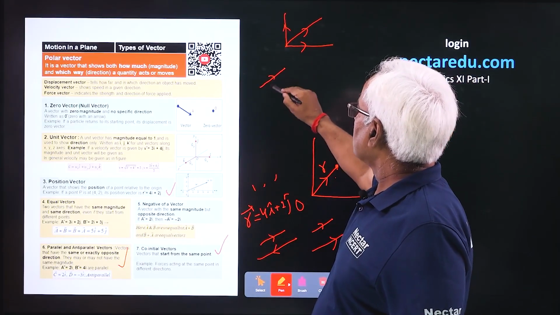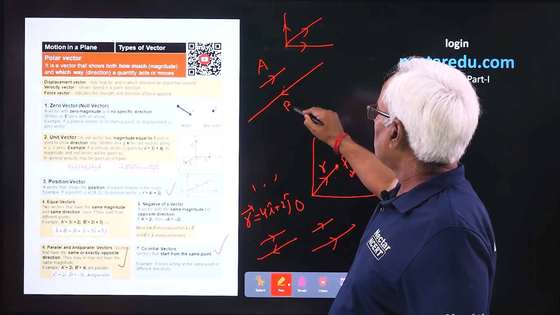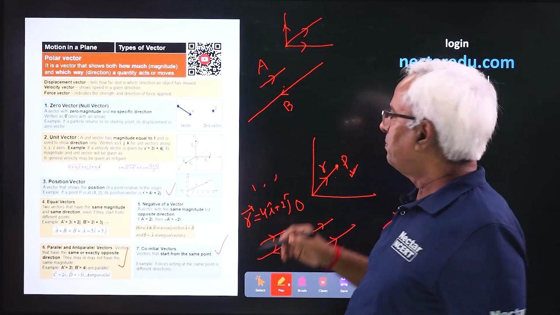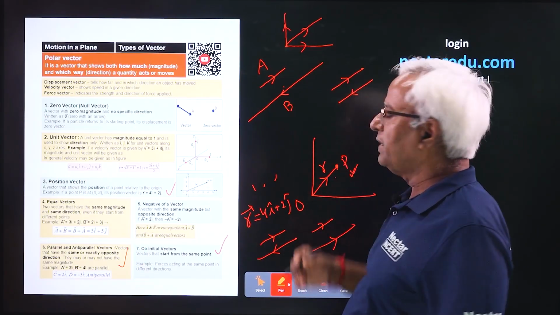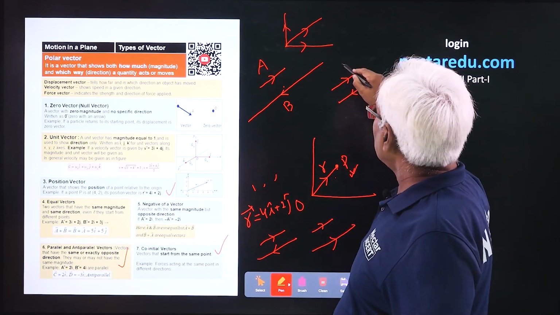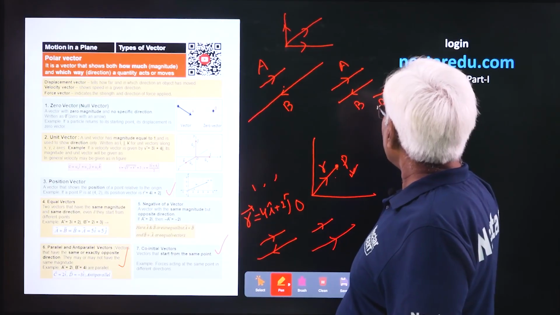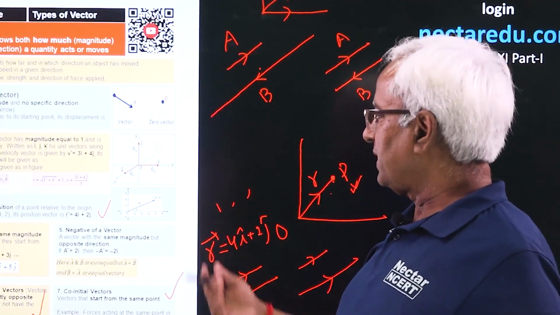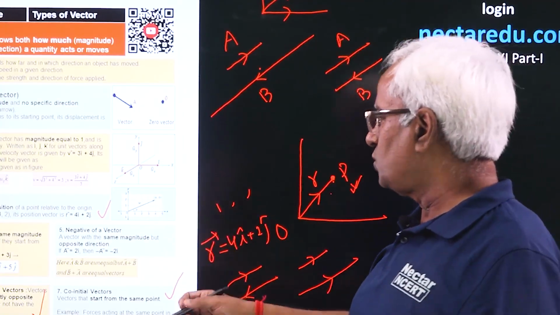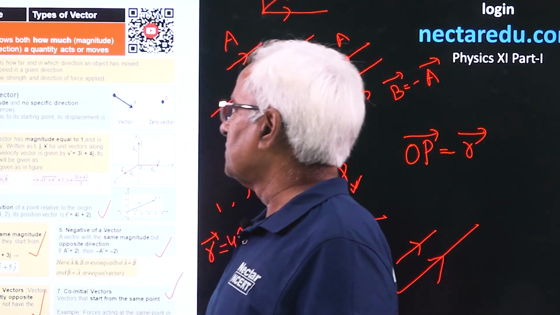You have one vector A and another vector, they would be anti-parallel. But if you exactly get another vector of same magnitude and opposite direction, you would say that vector B here is negative of vector A. Negative means simply the direction has taken U-turn. This is negative vector. Equal vectors, I told you, position vector.